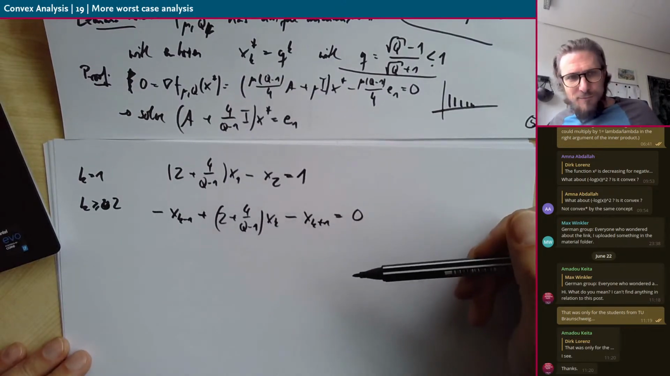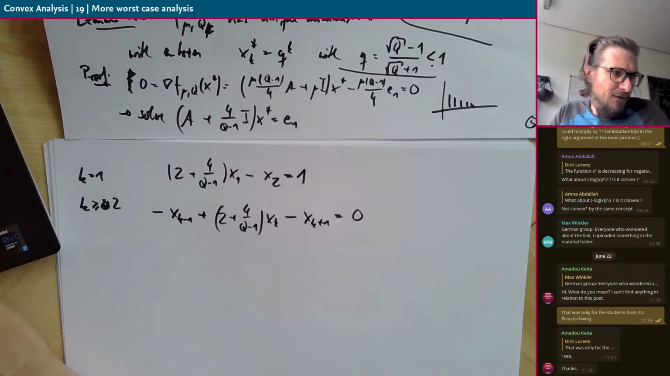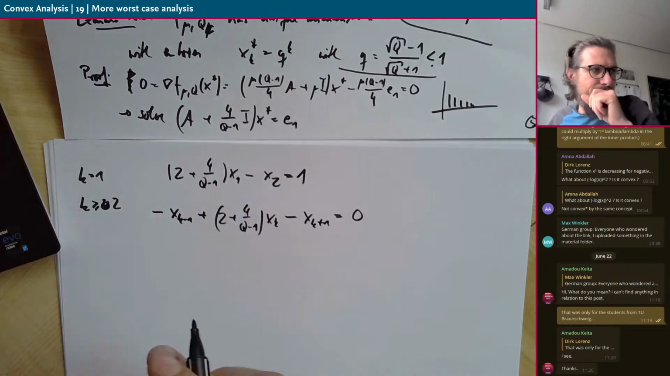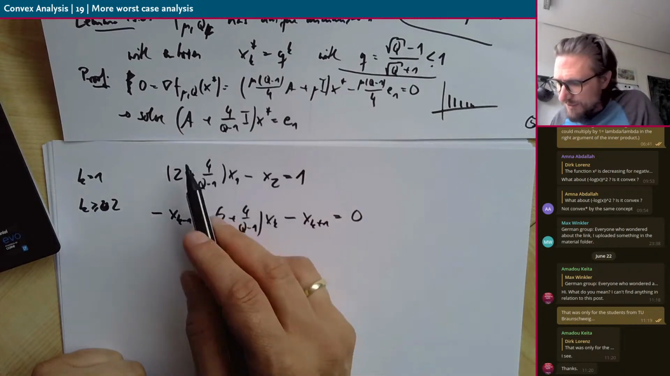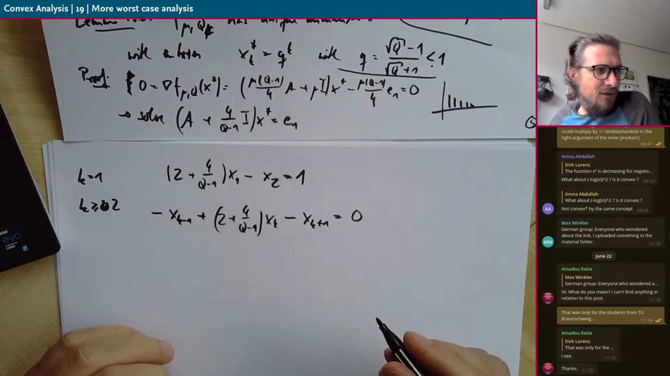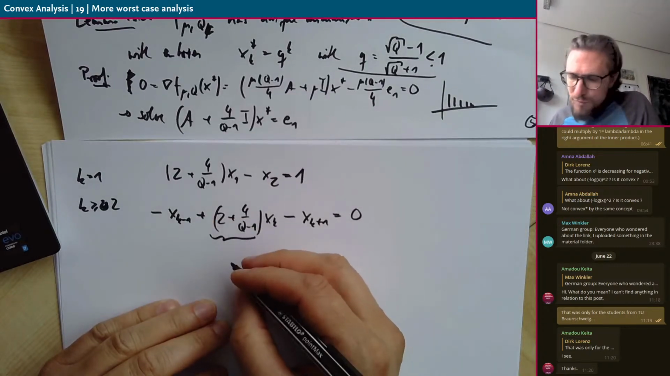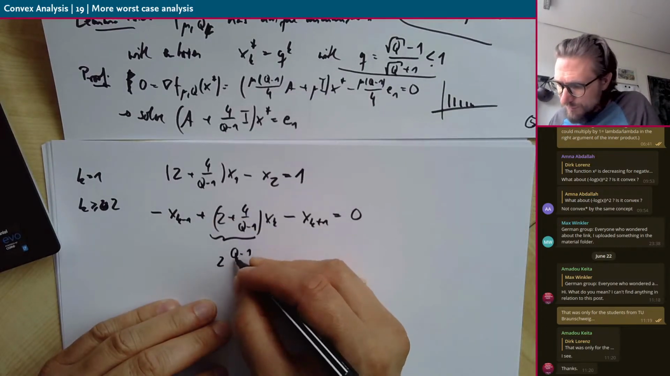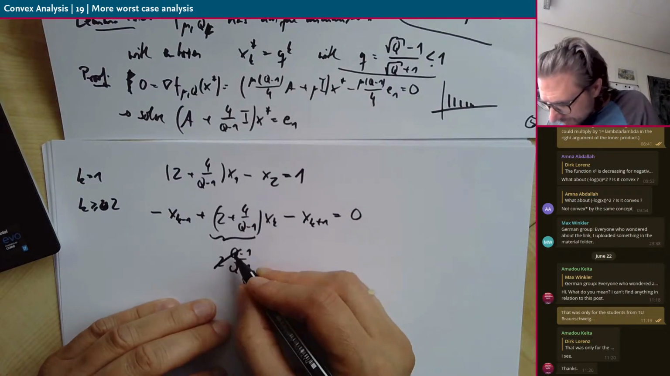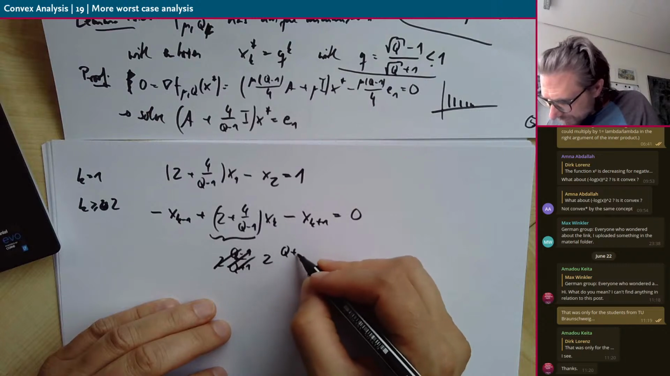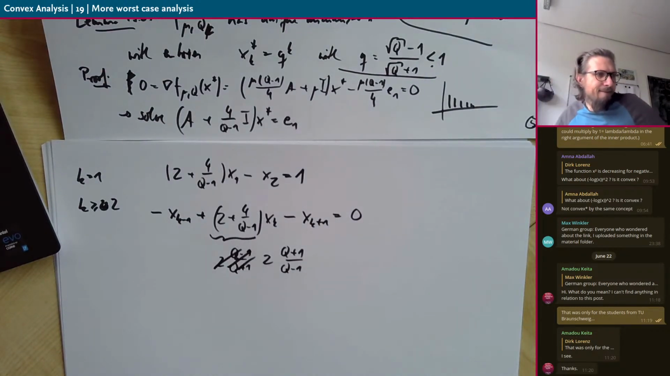So for each natural number we have one equation. For k larger than 2 we have all these here. A little bit of reformulation, for example, calculating this and that. Probably we just do that once. This expression evaluates to 2 times q minus 1 divided by q plus 1. Sorry, that was wrong. It's the other way around: 2 times q plus 1 divided by q minus 1. Sorry, it's like that.